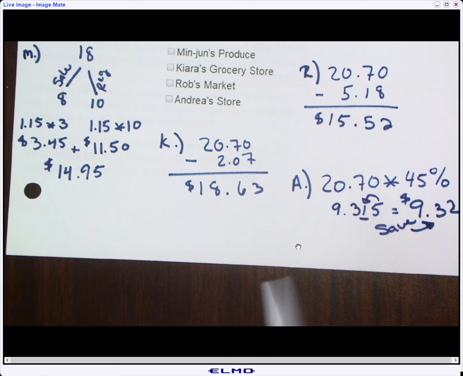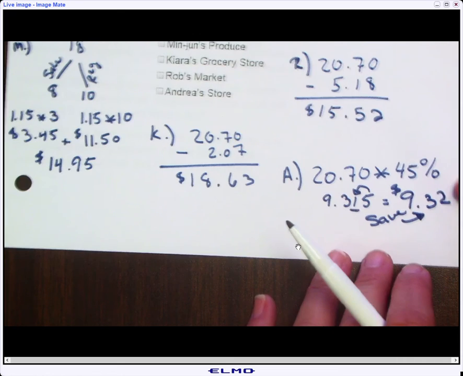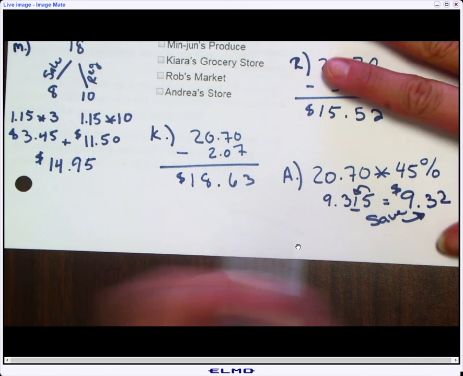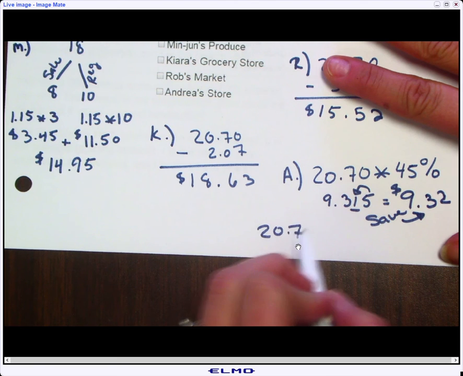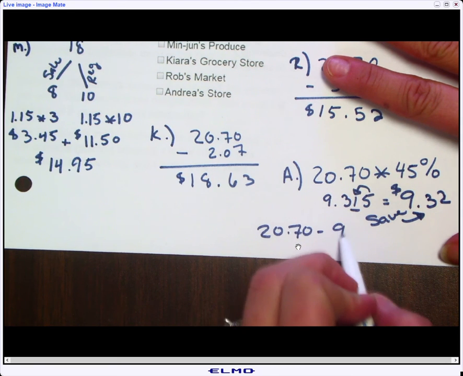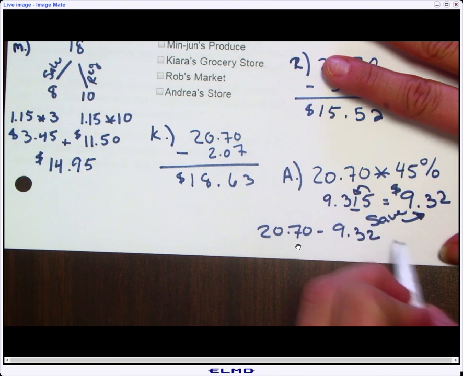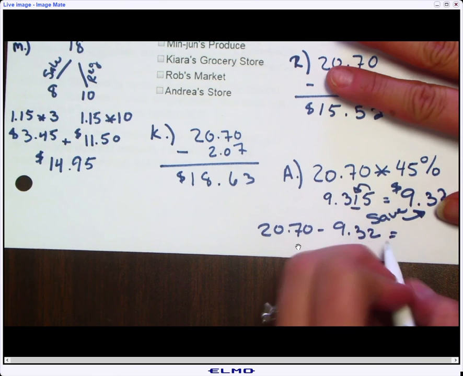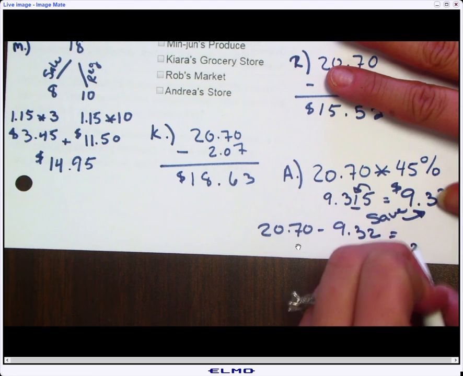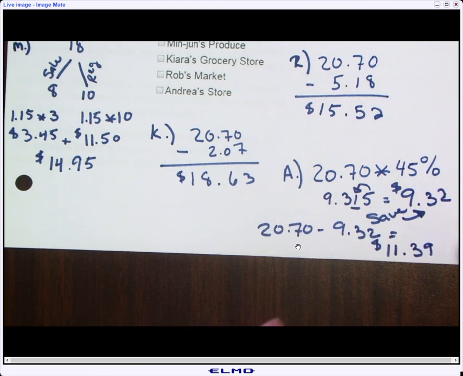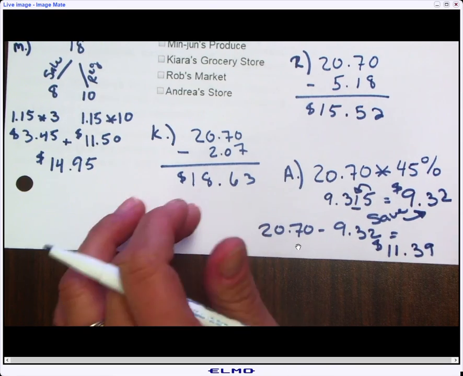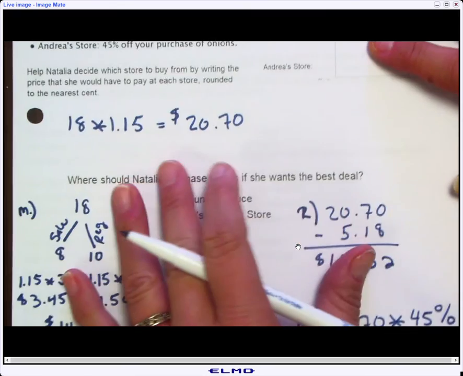They want to know what you would spend. So I need to take this. This is my discount. The $9.32 is like my coupon. I'm going to take my $20.70 and subtract off my savings. When I do that, I get $11.39. So that's how much money I would pay at Andrea's store. I'm going to go ahead and put that up in the box.